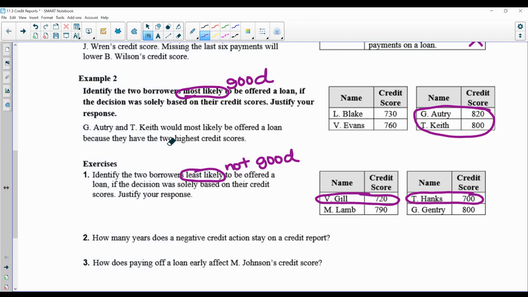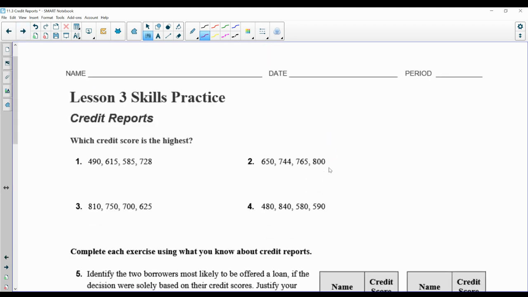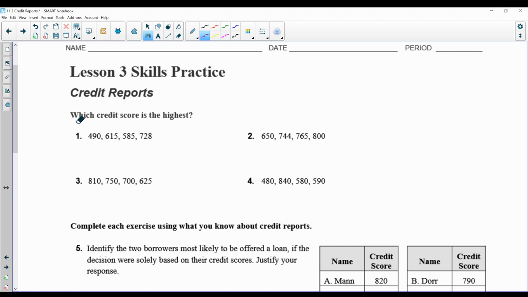So now let me go over your assignment. So for question number 1 through 4, you're going to check which credit score is the highest. So then you would go with the highest number. That is the highest credit score. So you're going to answer question number 1, look at the scores, question number 2, question number 3, question number 4.